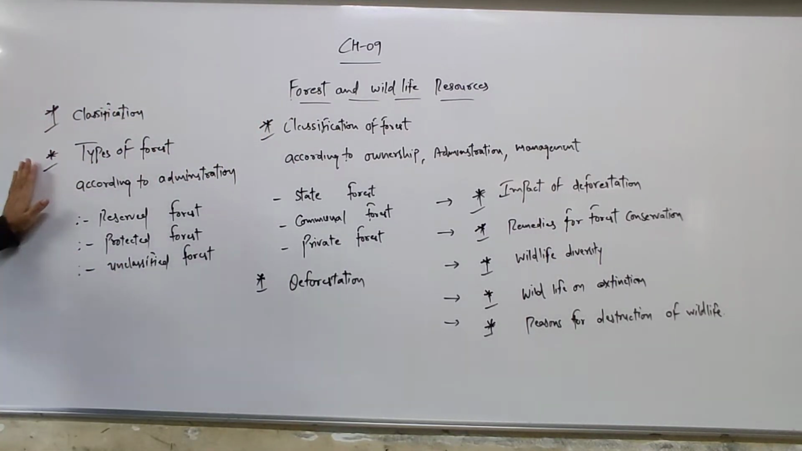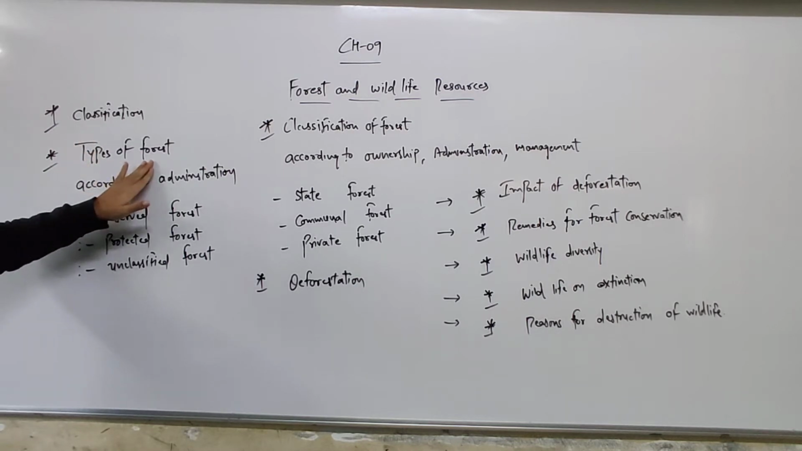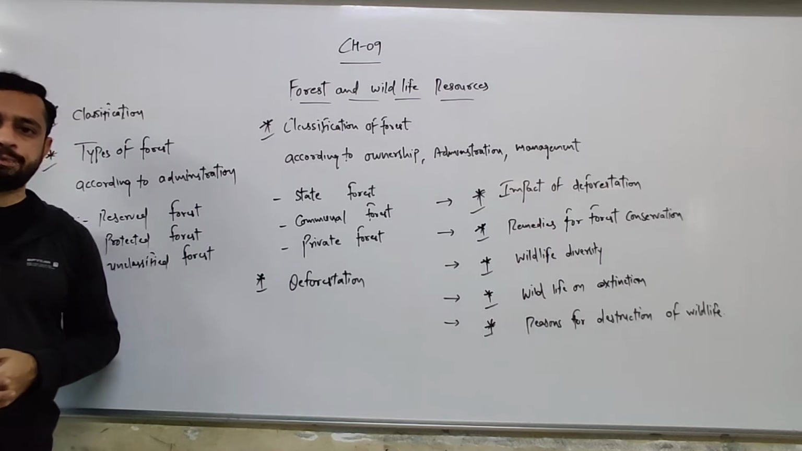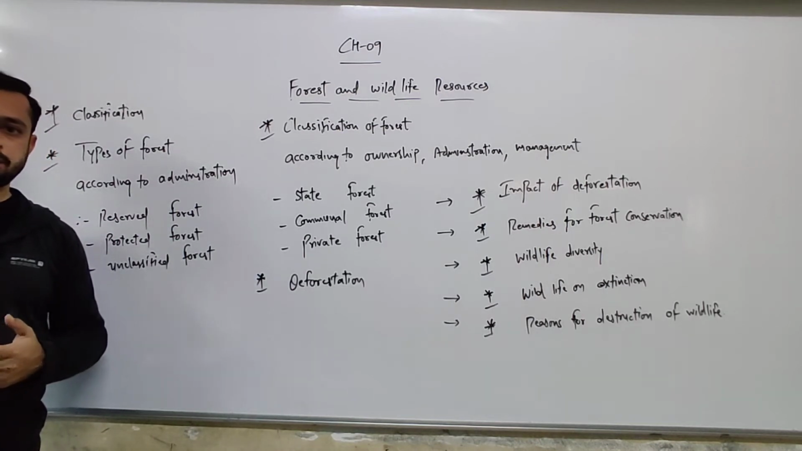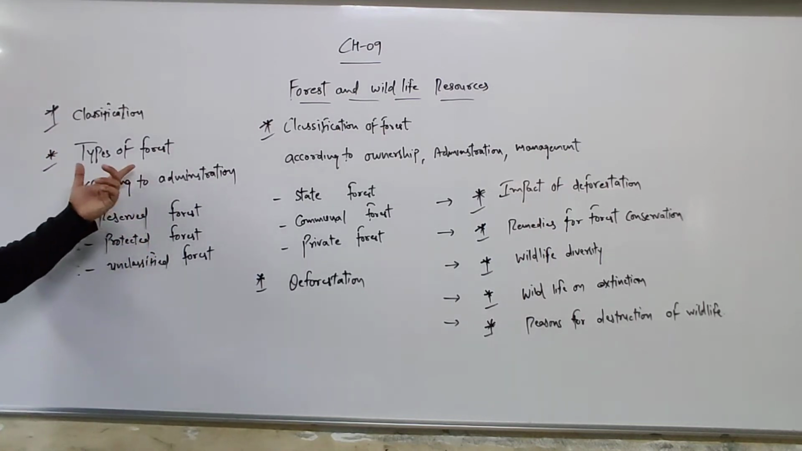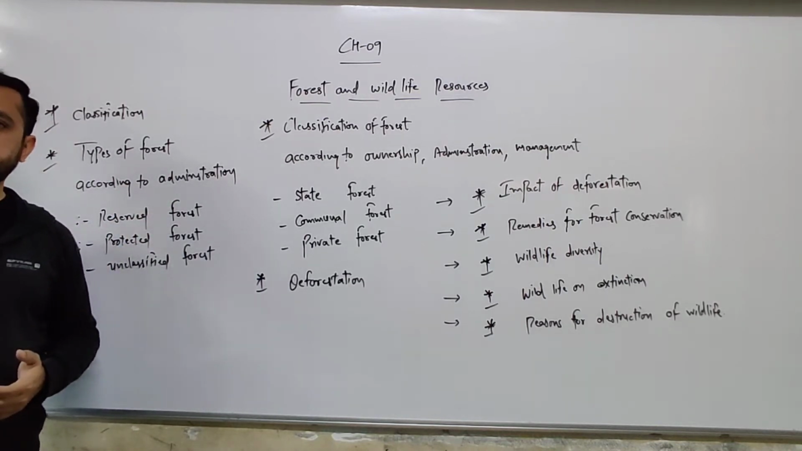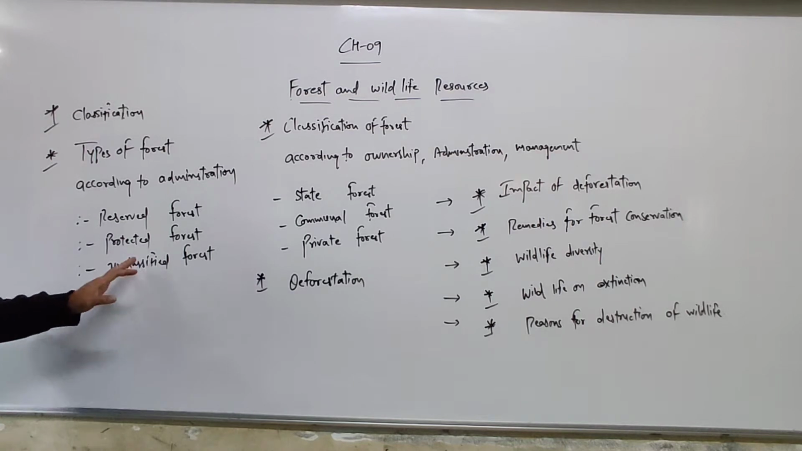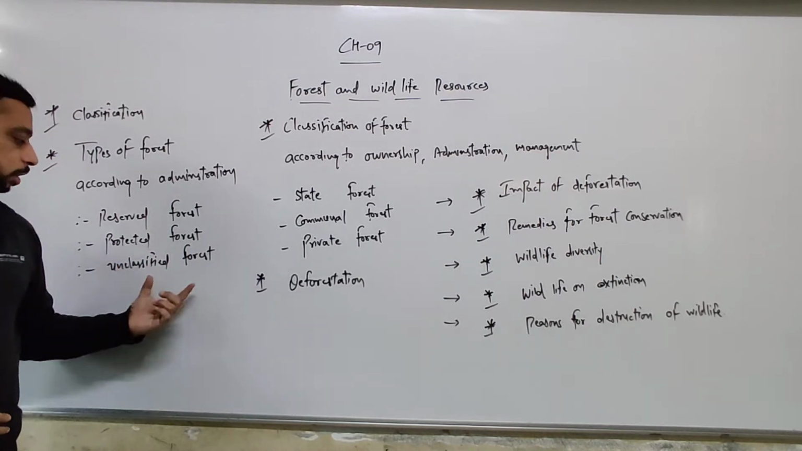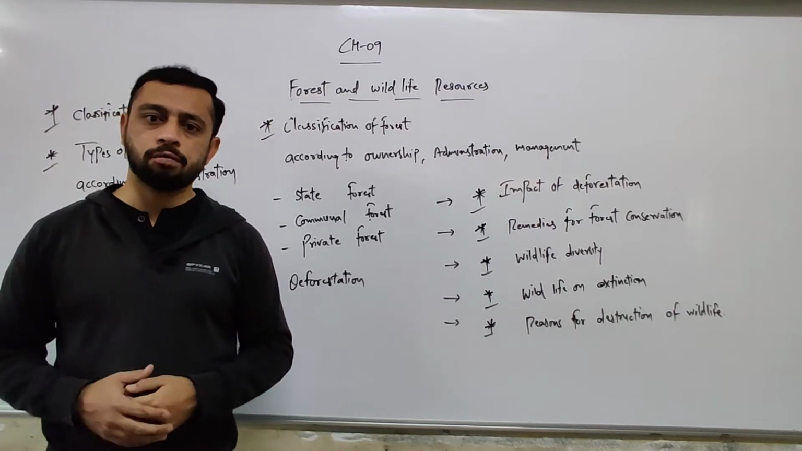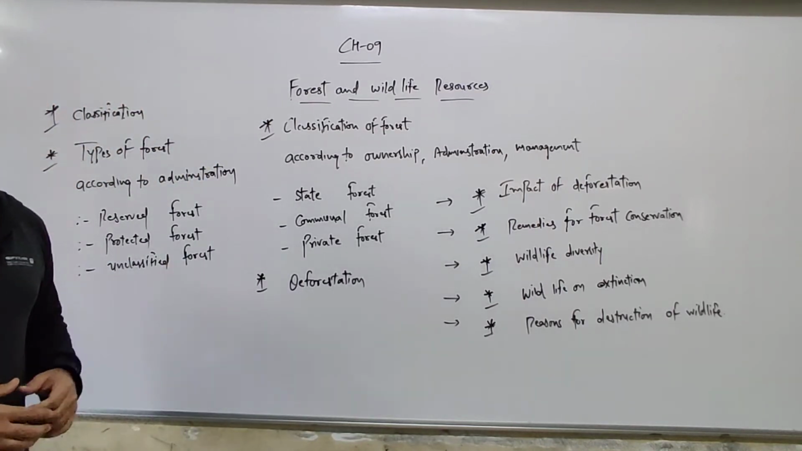The first topic that we saw is classification. The second topic that we saw is types of forest according to the administration, right? I told you that there is a difference between the 2 points. So which are the 3 points that are being included? First is reserved forest, second is protected forest, and third is unclassified forest, right? These are the 3 particular types of forest based on administration.